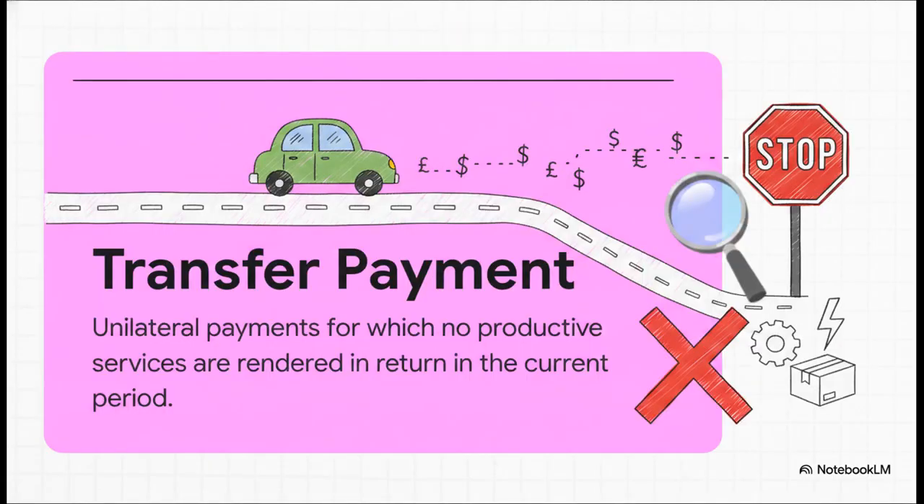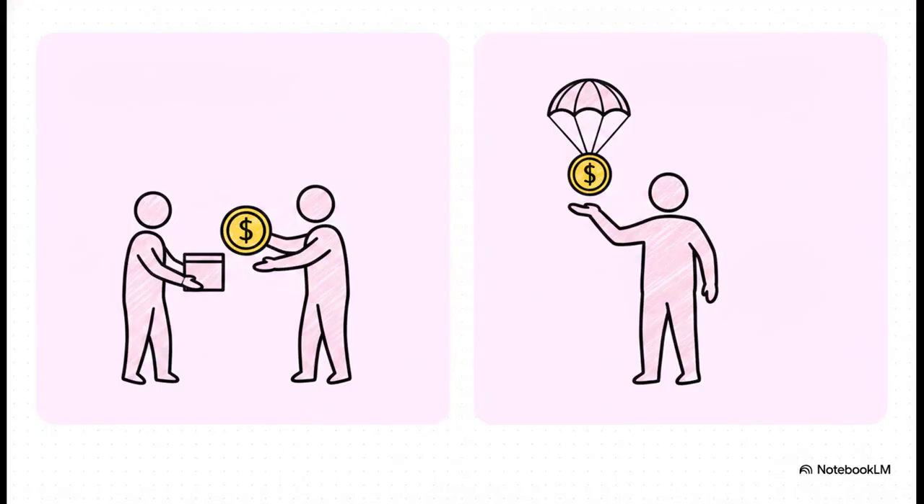Well, in the macroeconomic world, we actually have a formal term for this exact phenomenon. It's called a transfer payment. By definition, this is a unilateral payment for which no productive services are rendered in return in the current period. Now, I really want you to notice the heavy emphasis on that word unilateral. Think of it like a one-way street. The money drives right into your bank account, sure, but absolutely zero current work, goods, or services are driving back in the opposite direction.